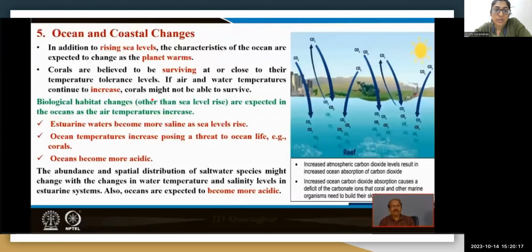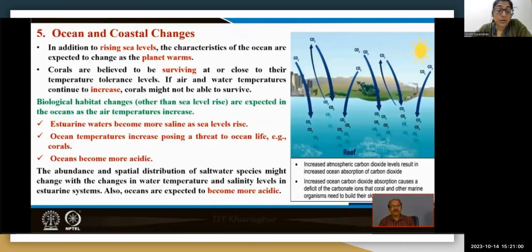Then changes in ocean and coastal areas. So these are changes in ocean waters as a result of increase in temperature. Now, one of the major reasons why temperature is increasing is the carbon dioxide content that is increasing, which is a greenhouse gas and which is trapping the heat within the Earth's atmosphere. Now, this carbon dioxide will mix with the ocean water and form carbonic acid, a process which is called ocean acidification. The acidification of the ocean's water is again going to impact the aquatic life and quality of water.